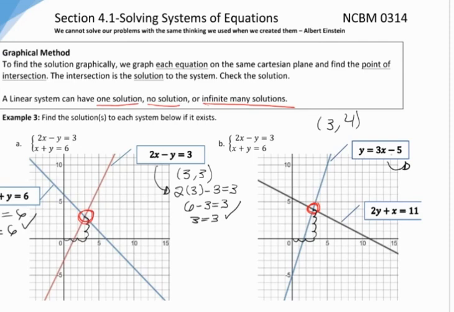So we have y equals 3x minus 5. So we have 4 equals 3 times 3 minus 5. 3 times 3 is 9, minus 5 is 4. So 4 equals 4, yes. Now we have 2x plus 3 equals 11, so 2 times 4 is 8, plus 3 equals 11. 11 equals 11. Yes. So that means my solution is correct.